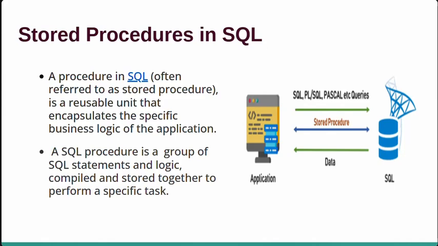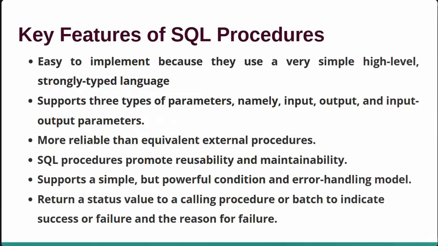So what are all the key features of an SQL procedure? They are easy to implement, because they only use the predefined commands that are available in the database system. So developing an SQL procedure is an easy task. Then it supports three types of parameters. What are they? Input, output, and as well as input and output. So they will allow you to give input, they will produce output, they will allow both.